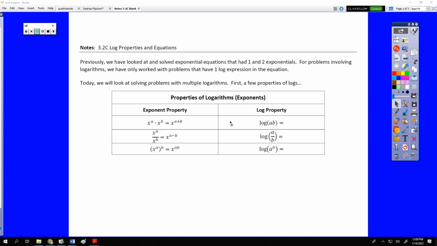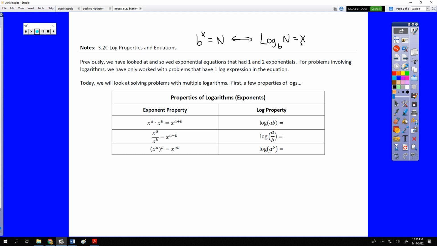Anyway, so when we look at exponent properties, there are three exponent properties that we are going to be using here, in addition to our conversion. Remember that if we have an exponential in the form b to the x equals n, that is exactly the same thing as the log base b of n equals x. So we are able to convert back and forth using the definition of a logarithm. So anyway, we have three exponent properties that we're going to use here.